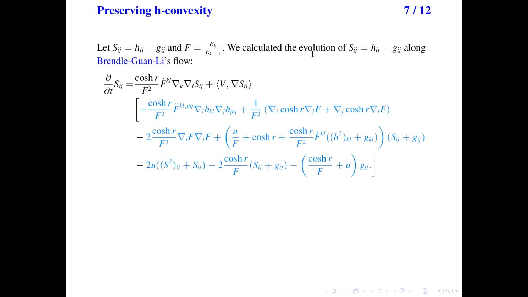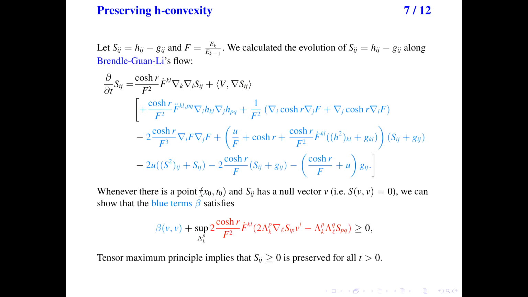If we denote the curvature terms e_k over e_{k-1} by f, then we can calculate that the tensor S_ij satisfies this evolution equation. In this evolution equation, we see that there is a second order term and a first order term, and there are some remaining terms which are complicated. To apply the tensor maximum principle, we need some condition on these remaining terms.